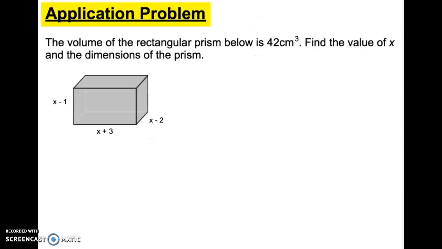So our last question for today is an application question. It says the volume of a rectangular prism is 42 centimeters cubed. Find the value of x and the dimensions of the prism. Okay, so volume of a prism is length times width times height. And they gave us the length, width, and height in terms of x. And then they told us what volume was. So we can sub all those things in.